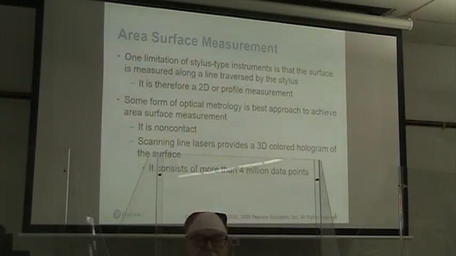When we talk about area surface measurement, a limitation of our stylus type instruments is that the surface is measured along a line traversed by the stylus. It is therefore a 2D or profile measurement. Using optical metrology is our best approach to achieve the area surface measurement. That way it's non-contact. We can have scanning line lasers that give us a 3D colored hologram of the surface, and it consists of millions of data points.